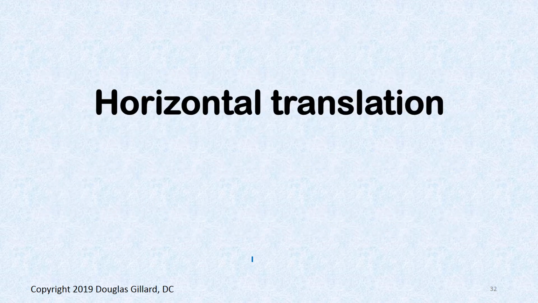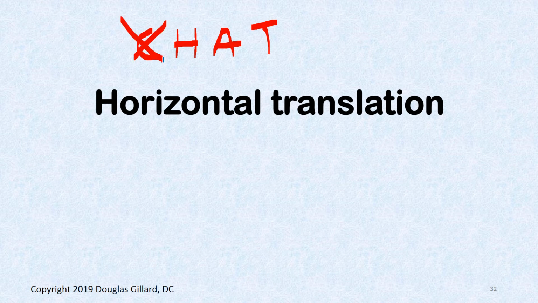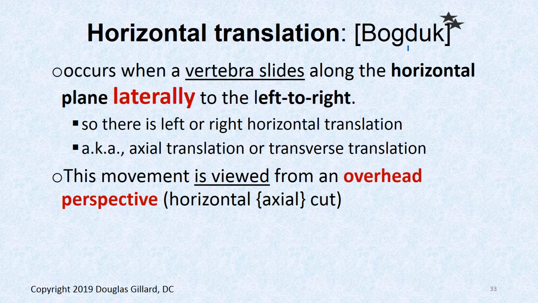All right, how about horizontal translation? So what's horizontal? Got to know this, right? HAT, AKA horizontal axial. And this is going to get us in trouble here in a little bit. Transverse, you could even make it cross-sectional, but we really don't use that in radiography or biomechanics. So HAT. Horizontal, that's an overhead look, right? Where our eyeballs are up here, we're looking down. It's an overhead view.